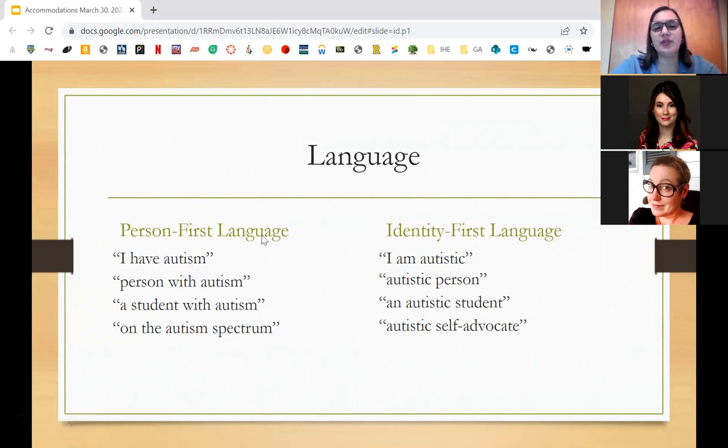Person first language looks like "I have autism," a person with autism, a student with autism, or someone on the autism spectrum. Identity first language looks like "I'm autistic," an autistic person, an autistic student, or an autistic self-advocate. So those are just some examples.